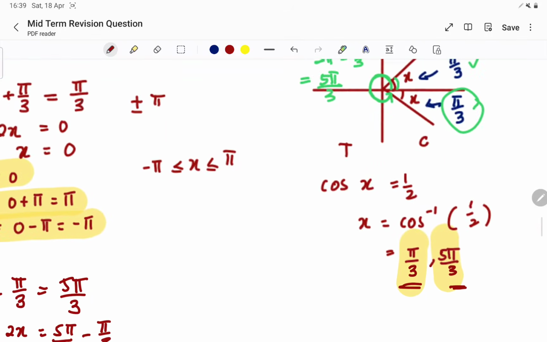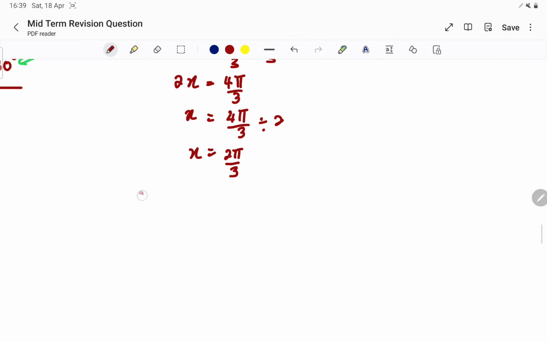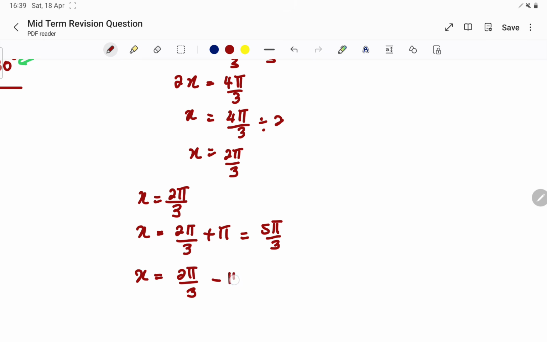Now, remember, we have to plus and minus pi. Right now the first value of your x is 2 pi over 3. Another one is 2 pi over 3 plus pi, where you get 5 pi over 3. Another one is 2 pi over 3 minus pi, where you get negative pi over 3. Here you have to check, because our interval is negative pi less than x less than pi. Is x equal to 2 pi over 3 inside the interval? Yes, it is inside the interval.